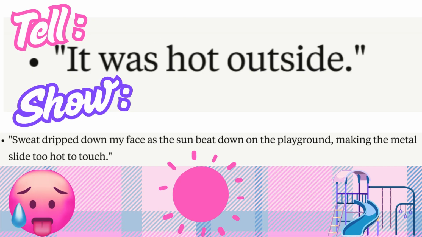An example of telling would be to say, it was hot outside. But showing, you might try something like, sweat dripped down my face as the sun beat down on the playground, making the metal slide too hot to touch. There's a big difference there.